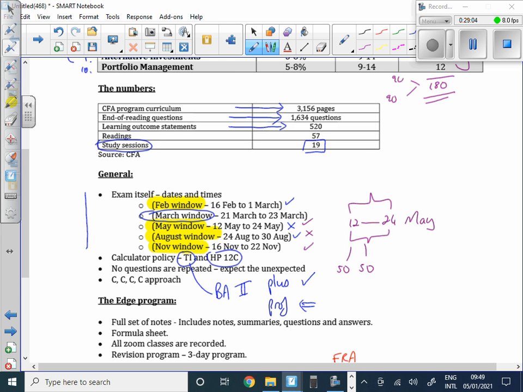I generally tell the students to go for the BA2 plus. Okay. Generally speaking, guys, in terms of the CFA approach, no questions are repeated. They love to give you new stuff all the time. Okay, you can expect something a little bit more difficult.